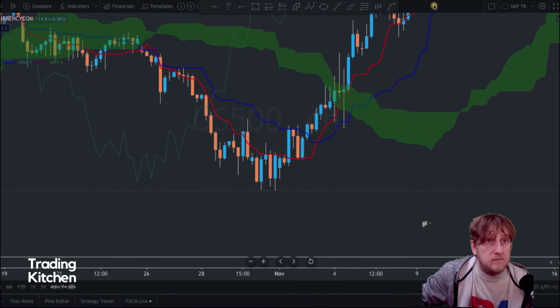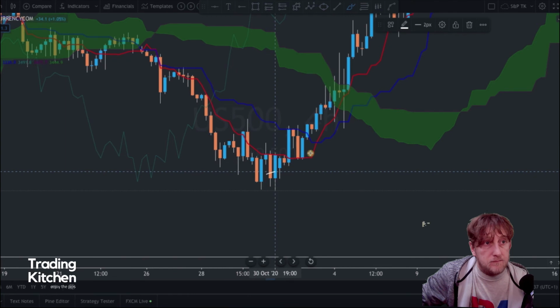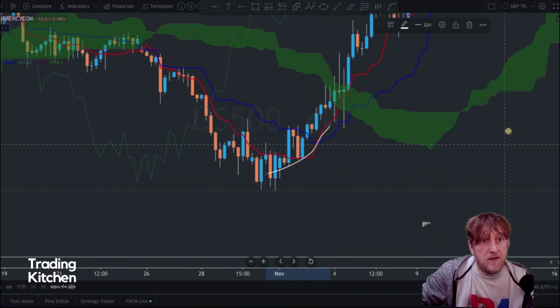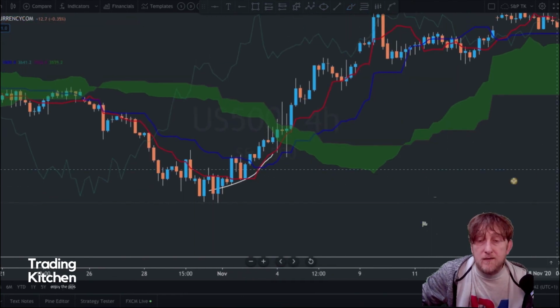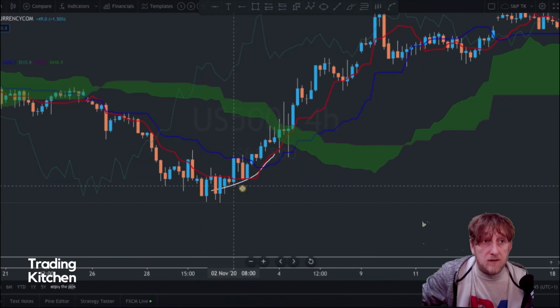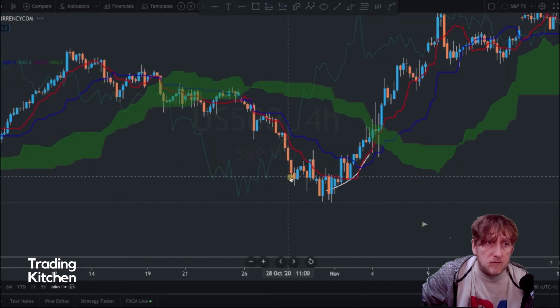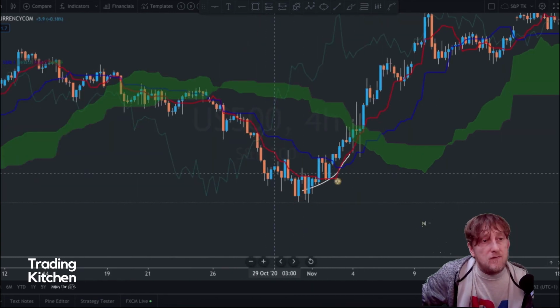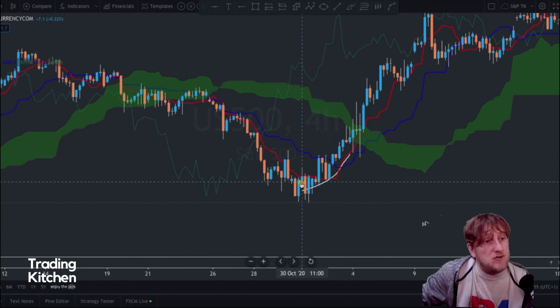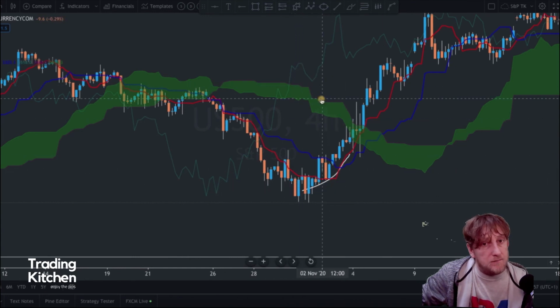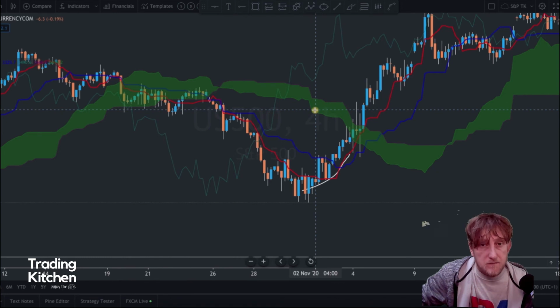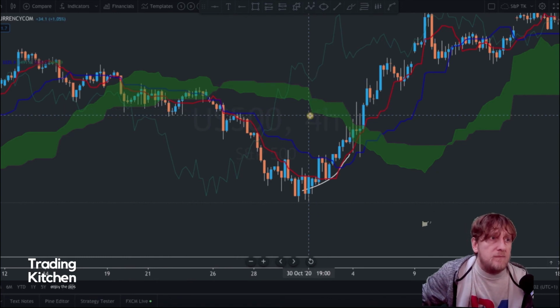Same thing here, as you can see, price crosses the line, the cross line crosses the baseline from below. Okay, this is considered a weak bullish signal, that in this case is not so weak, but usually this is considered a very weak signal, just because price is below the cloud.